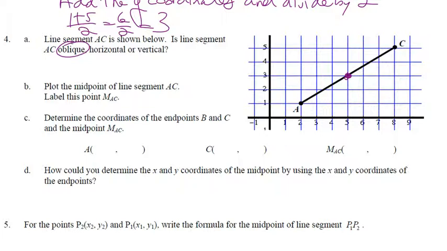Determine the coordinates of the endpoints of BC and the midpoint of AC. Where is A? 2, 1. Where is C? 8, 5. Where is the midpoint of AC? 5, 3. How could you determine the x and y coordinates of the midpoint by using the x and y coordinates of the endpoints?